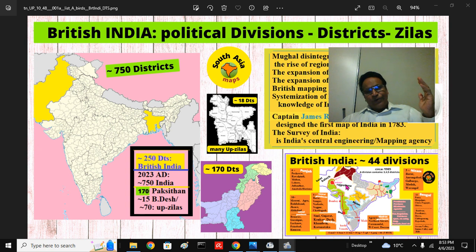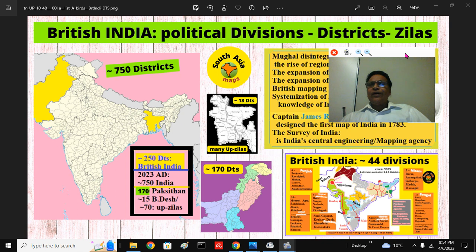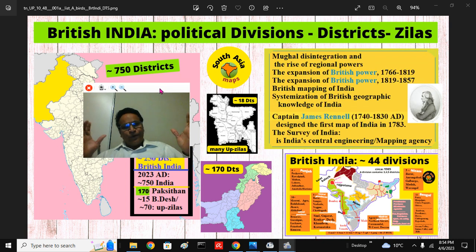Now, after post-partition independence, India has around 750 districts as of 2022 or 23. And Pakistan, that is west of the Radcliffe line, it has 170 districts, and east of Bhagirathi or east side of the Radcliffe line, Bangladesh, Purbi Bengal has around 18 or 20 districts. And together they come to around 1000 plus. So it's very difficult for the beginner to remember these districts. So it's very easy to remember if you club 4 or 5 districts in the political divisions. So divisions and districts and jillas.